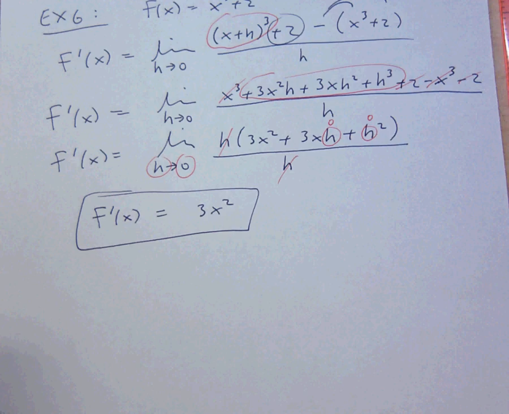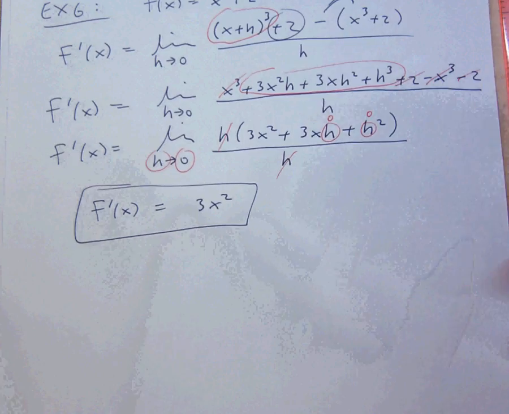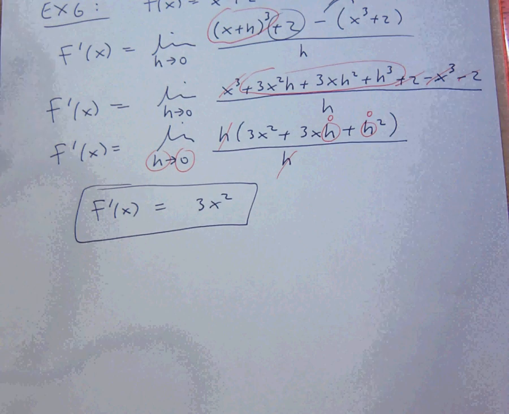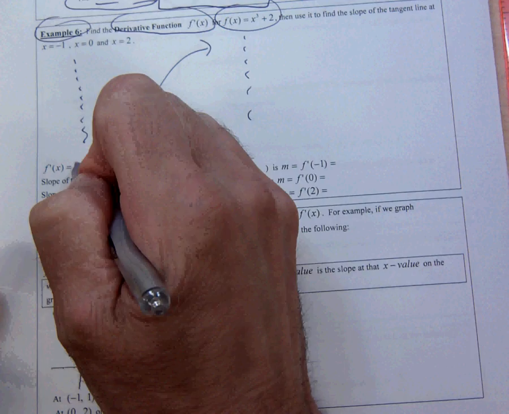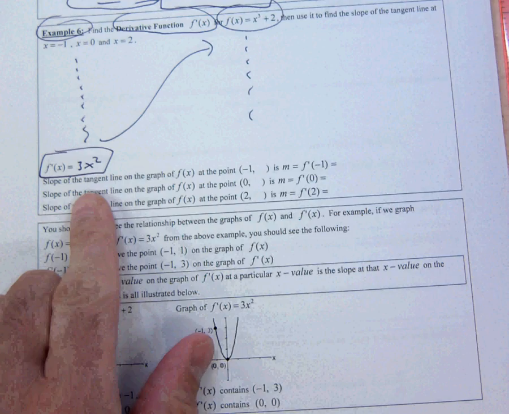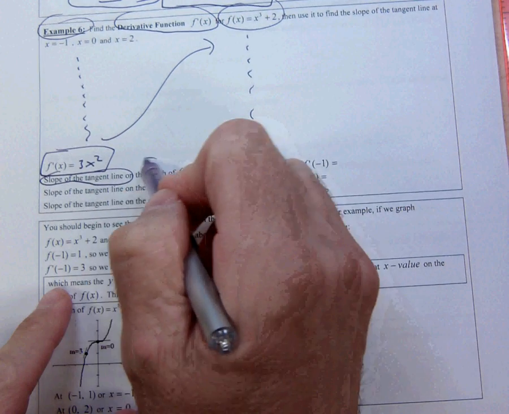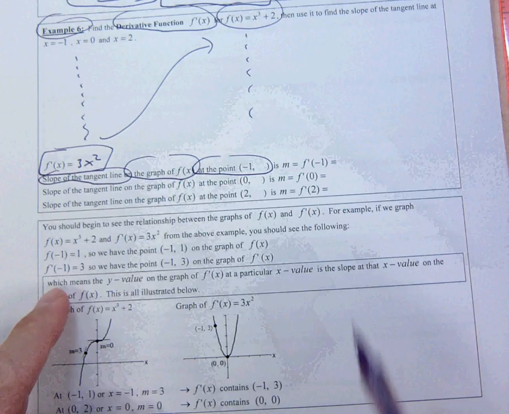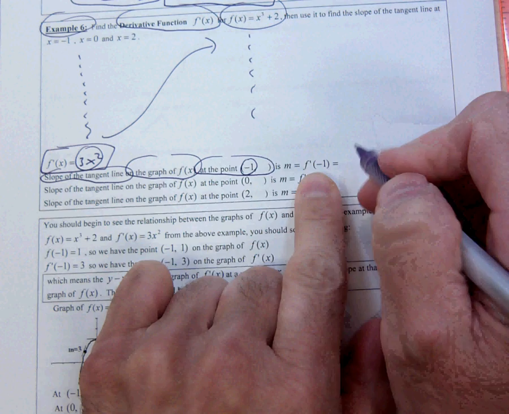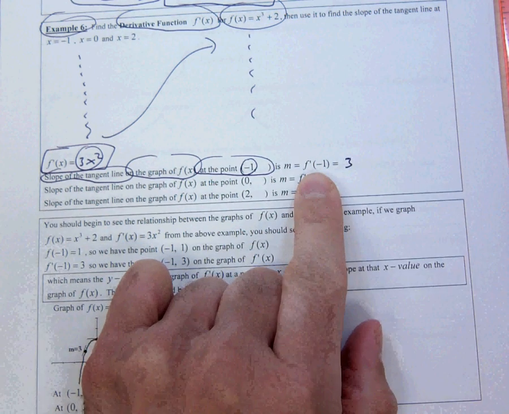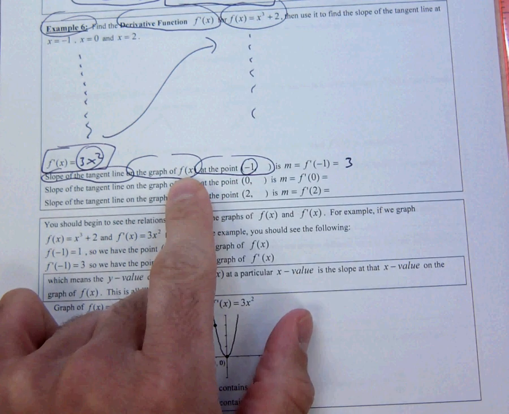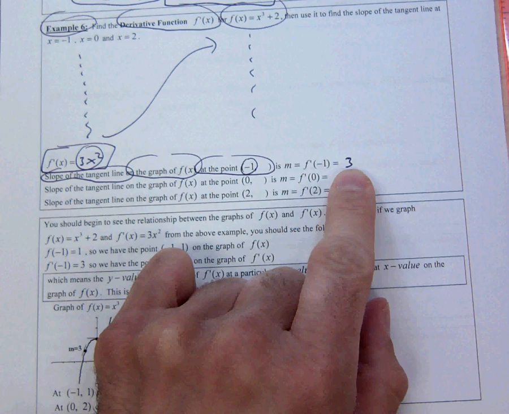It should take you like 2 seconds to plug the x value in there and get a slope. So here's the derivative function I just found. For example, if I want to find the slope of the tangent line on the original graph at the point -1 comma something, all I got to do is take the -1 and stick it into there. And what do I get? 3. So what does that mean? That means at the point -1 comma whatever on my original function, f of x, the slope of the tangent line is 3.